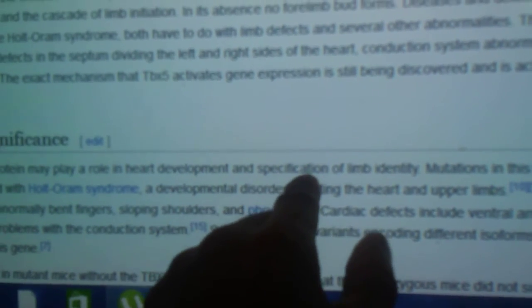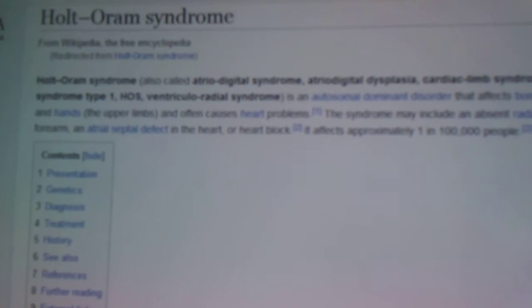This would literally be where the wings are starting to evolve also, okay? So, you still have the genes that create the legs, but this TBX5 is going to start changing the heart and the arms, essentially creating a four-chambered heart and wings. You see what I'm saying? See, the encoded protein may play a role in heart development and specification of limb identity. Holt-Oram syndrome. This is a defect of the heart and your forelimbs because of this gene.